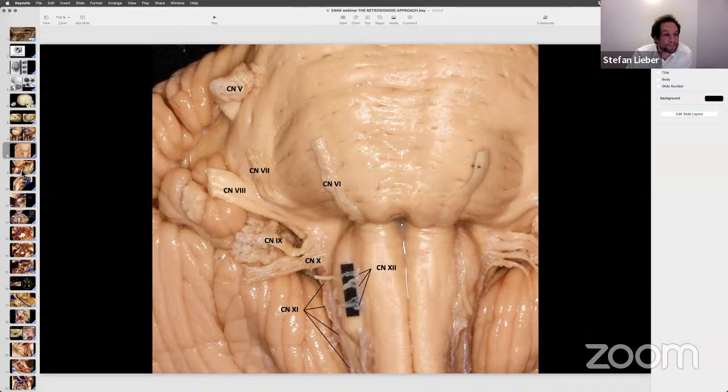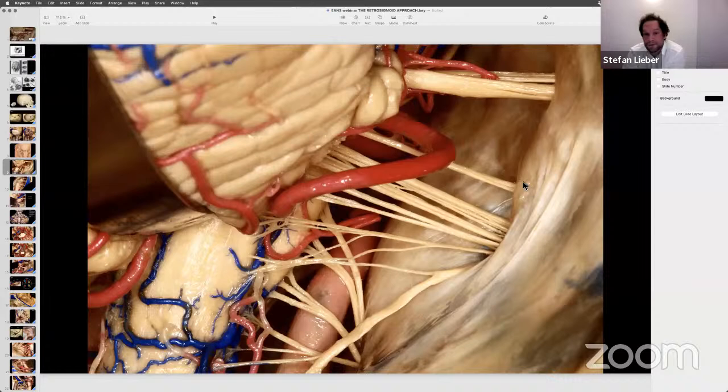This is now a retrosigmoid perspective, or an extended retrosigmoid perspective, of a right side in a specimen, which gives us the 7 and 8 complex, 9, 10, and 11. The cranial spinal rootlets of 11 ascending towards the jugular foramen. And then in a more anterior 45 degree trajectory, you have the hypoglossal nerve here.